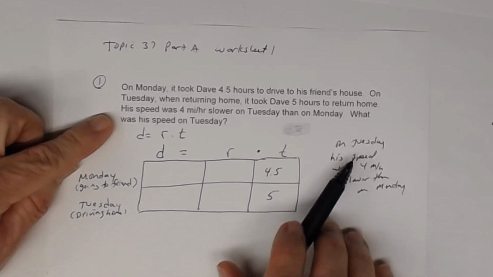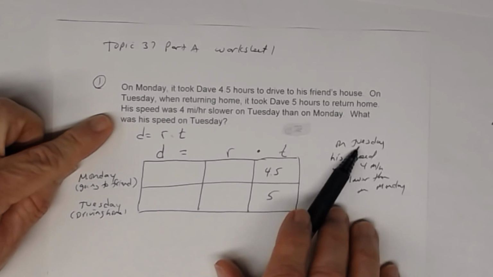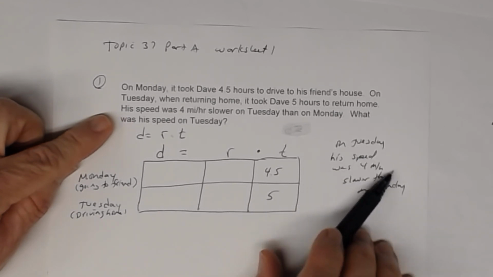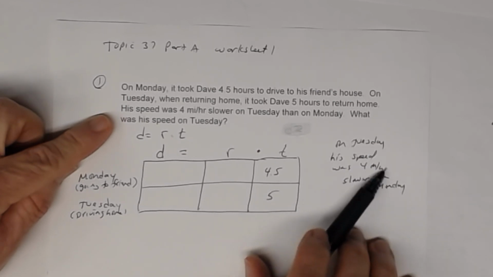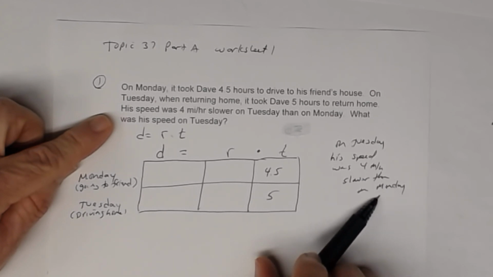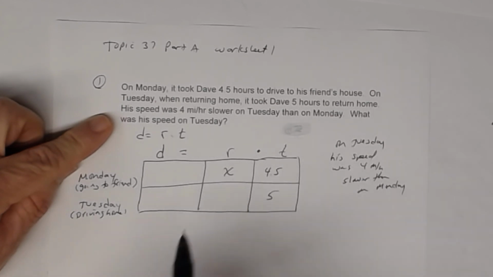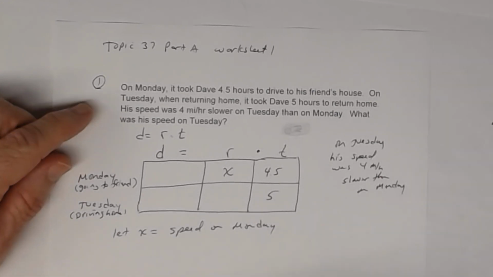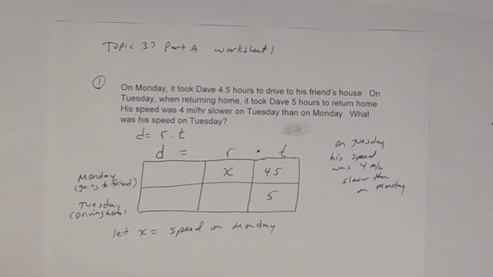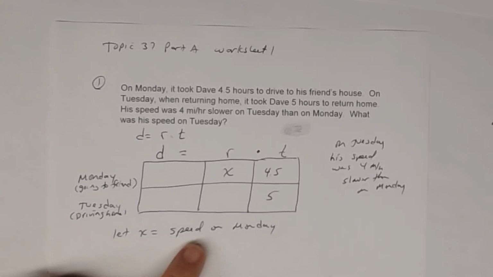So if you look at that statement, his Tuesday speed is based on something known about his Monday speed. So I'm going to let x equal his Monday speed. And now once I let x equal the speed on Monday, I'm going to actually write it out, let x equal the speed on Monday. Because remember the directions say indicate the variables and the unknowns. So one of the unknowns is his speed on Monday, so we're going to let that be x.